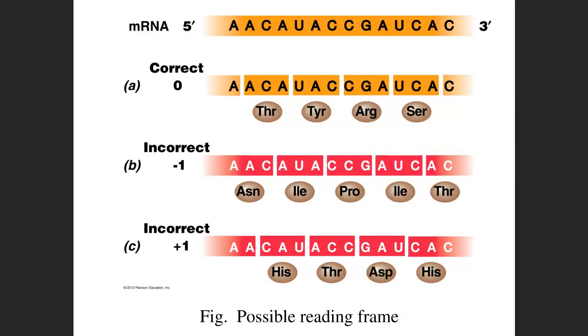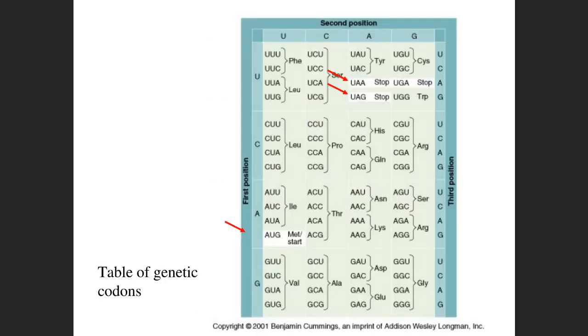And of course, to understand which codon is for what amino acid, that's where you go and read. Obviously, this is the genetic code. You have the start codon and 3 stop codons.